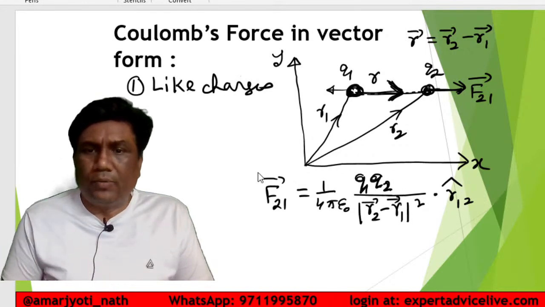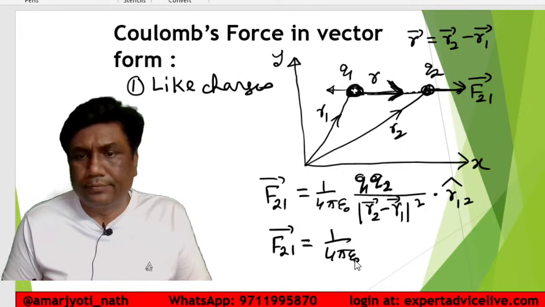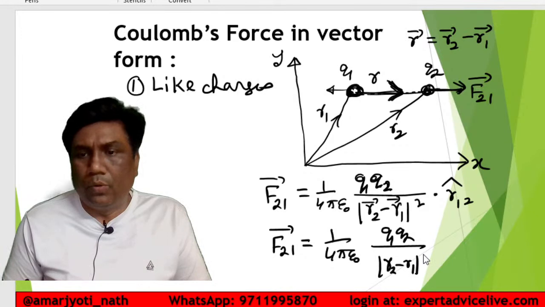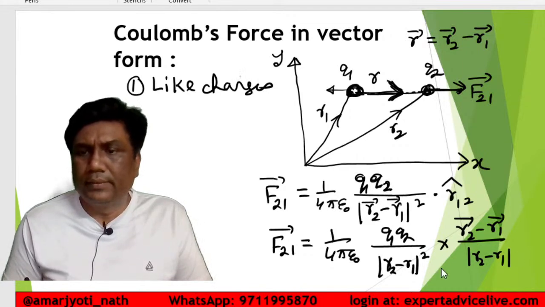So this is one vector form. Or if you want, you can write it in a modified form: 1 by 4 pi epsilon naught, Q1 Q2 by R2 minus R1 whole squared, into R cap, which is nothing but the vector R2 minus R1 divided by its magnitude, R2 minus R1. Or if you want, you can rearrange it also.